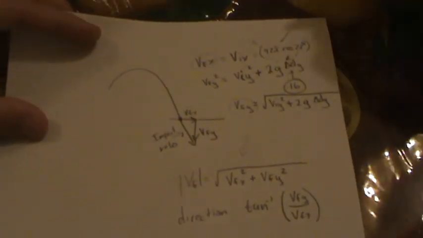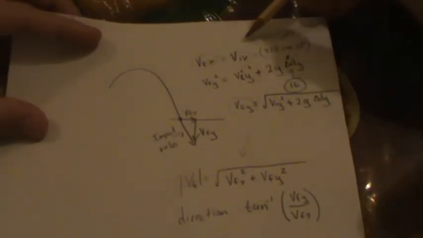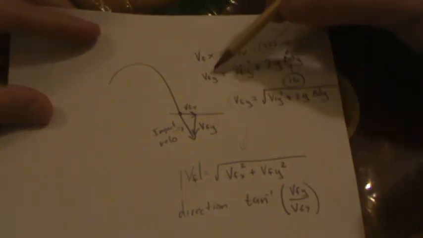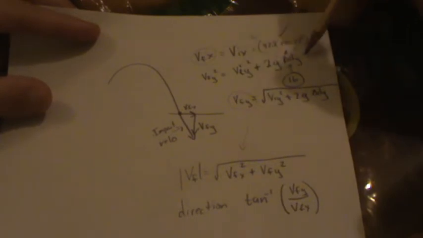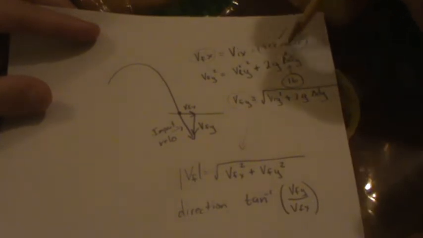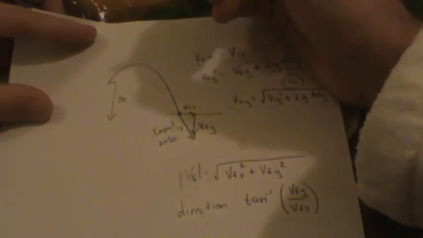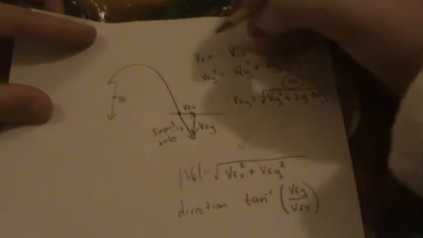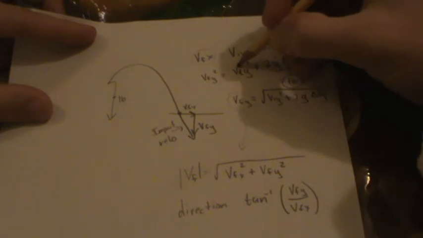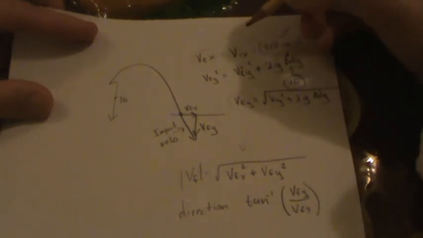So I'll back up on that. So again, the VFX is the same as the VIX. VFY, you can use this formula here, in which you use this displacement here. In this case, it's 16, and I'm going to choose positive 16. And my VIY is actually going to be negative in this case, because I'll show you that in a moment.